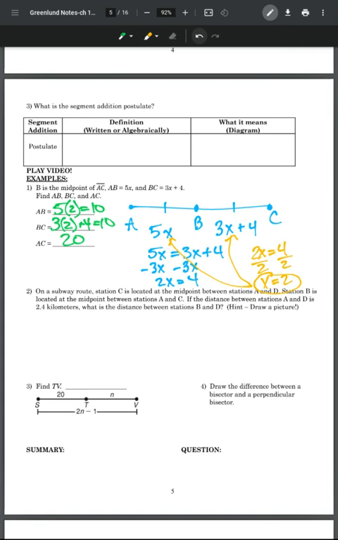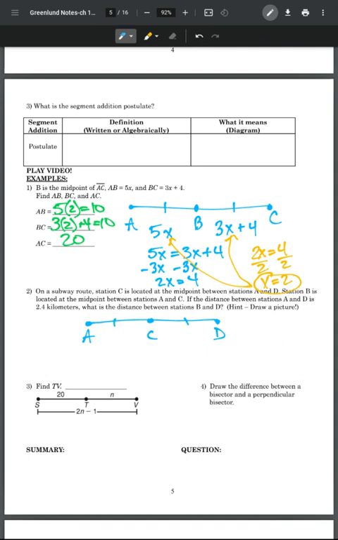For question number 2, it says, on a subway route, station C is located at the midpoint between stations A and D. So what we can go ahead and do is draw our line again. So we have points on both sides. Let's see, and that's A and D. And we know that C is the midpoint, so we can put those in the middle. And then again, we can put our tick marks to show that they're the exact same length.